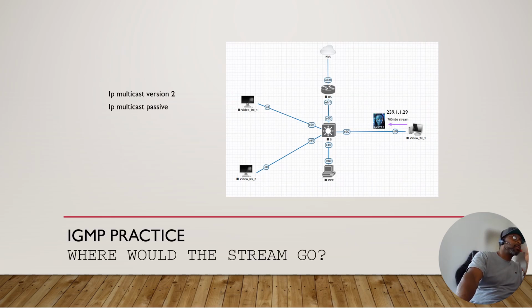Here's another situation. If we have IGMP version 2 and no active querier set up, so it's just passive on this particular switch, where would the stream go? Well, it depends on who's subscribed for it. In this case, receiver 1 is subscribed to that multicast IP group 239.1.1.29. So you'll see that the traffic will go to video receiver 1.